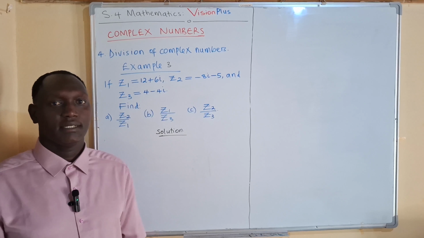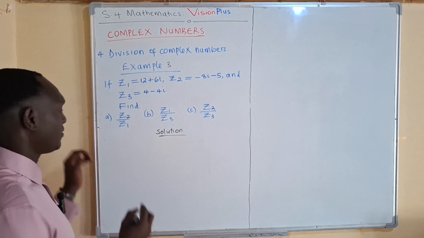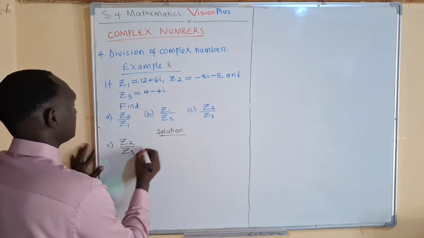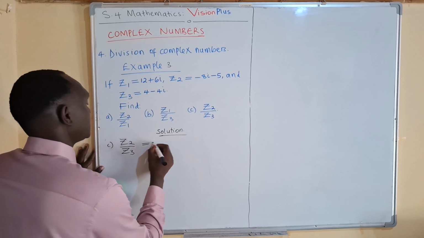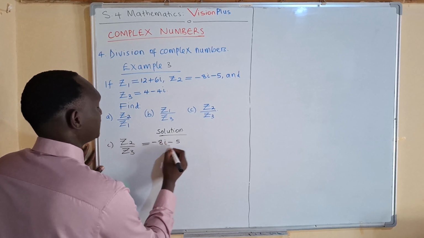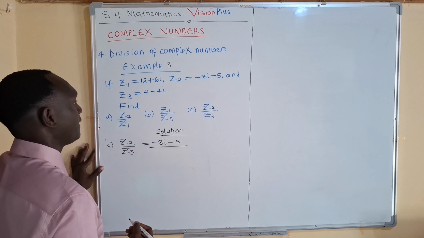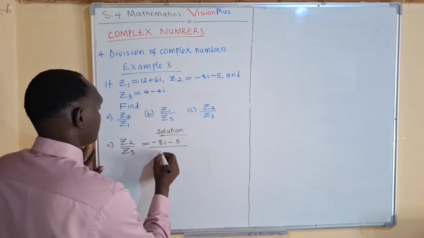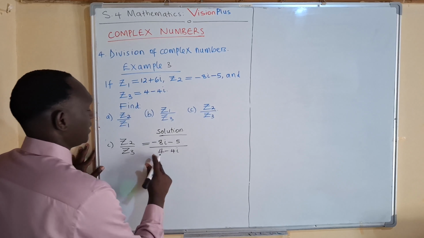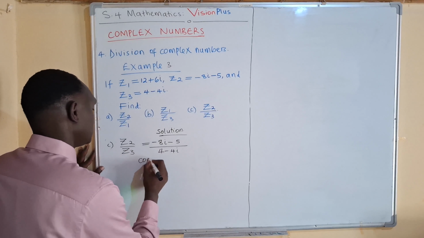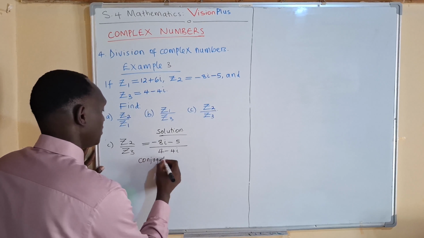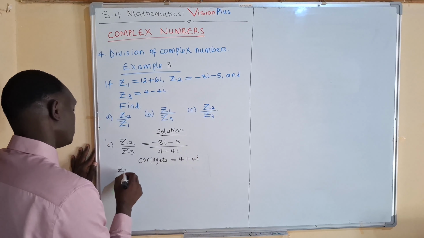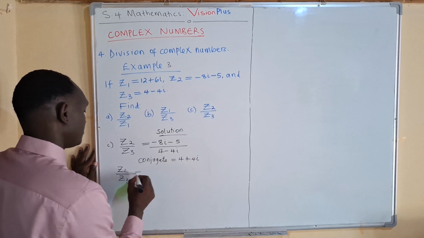And now going to part C. I hope you have the answer by now. Let's see how to solve it. So part C, which is Z2 out of Z3, simply begin by substituting for Z2, which is negative 8i minus 5 over Z3, which is 4 minus 4i. Since here we have two terms, we need to get the conjugate of the denominator, which is going to be 4 plus 4i.